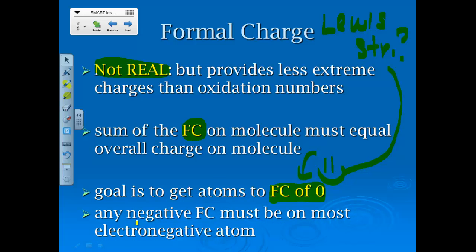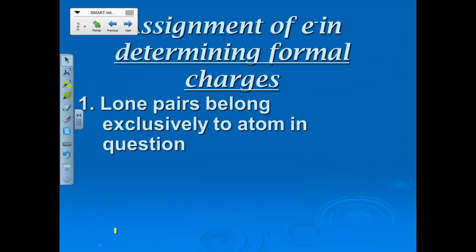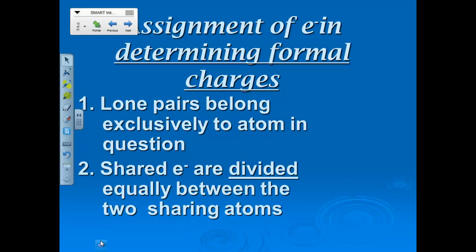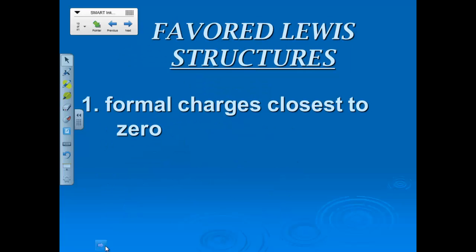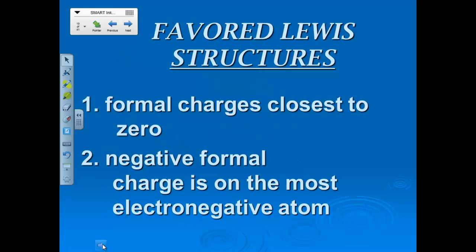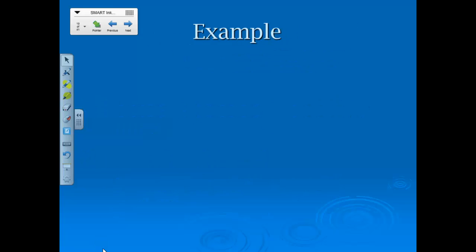And any negative formal charge must be on the most electronegative atom. So again, we come back to this idea of electronegativity, where fluorine, oxygen, nitrogen, and chlorine are really our most common electronegative elements. Okay, so again, some other rules. Lone pairs belong exclusively. Shared electrons are divided. I realize some of them are repeats, but I just want to really emphasize this stuff. Formal charge closest to 0. Negative formal charge is on the most electronegative element.